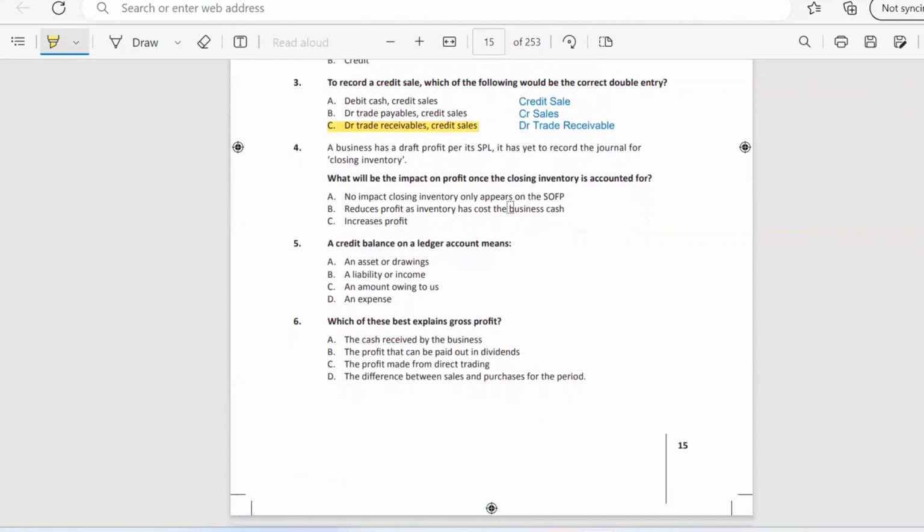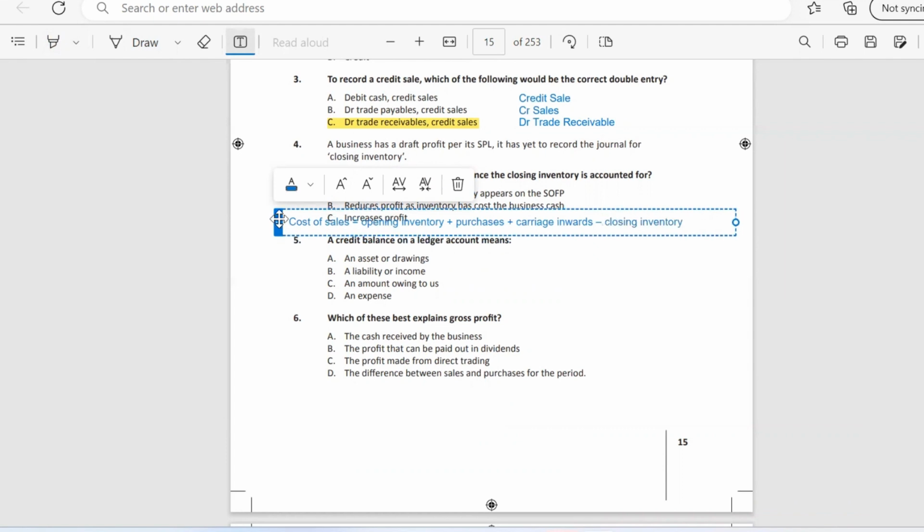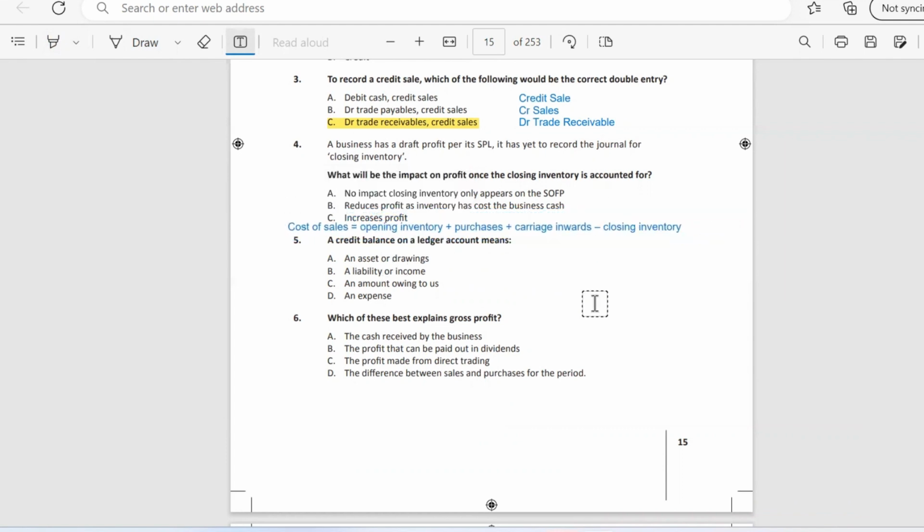Next question. A business has a draft profit per its profit and loss statement. It has yet to record the journal for closing inventory. So what is the accounting equation for closing inventory and cost of sales? I already prepared it and let's just post it. So as you can see, our closing inventory reduces cost of sales, and this will increase our profit.